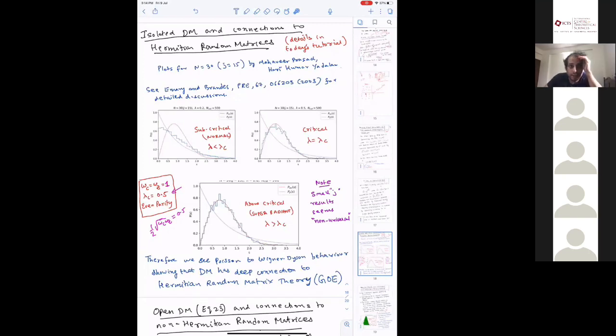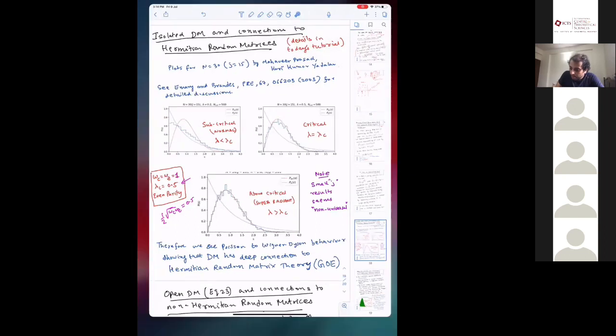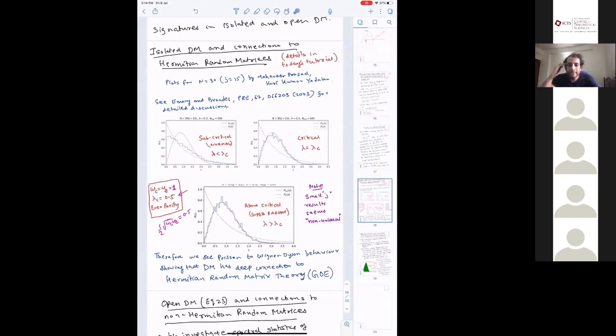Okay, so there's one question in the chat window. As a function of lambda, is the level spacing changing continuously from Poissonian to Wigner-Dyson? If yes, why is the Wigner-Dyson distribution at lambda equal to lambda critical? It's surprising. The question is again about this plot here. The interesting thing is we are not sure if it is continuously changing from Poisson to Wigner-Dyson, because as soon as it is less than lambda critical, we think it should go to Poisson. So it's not entirely clear if it is continuously changing. I don't know the answer to that question.